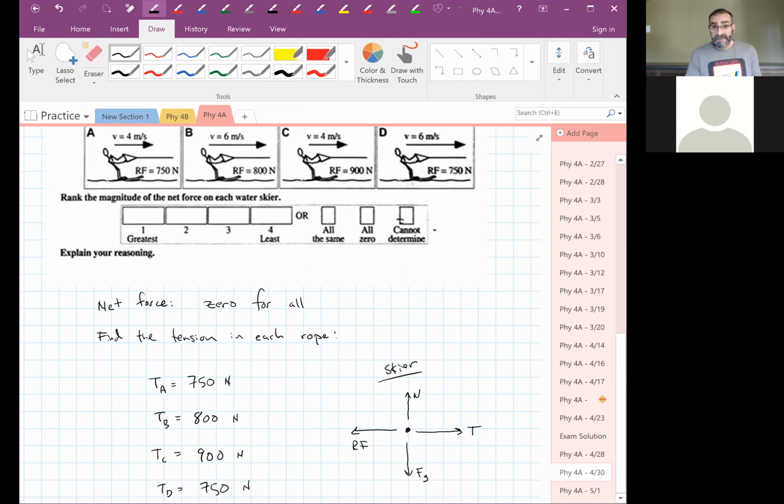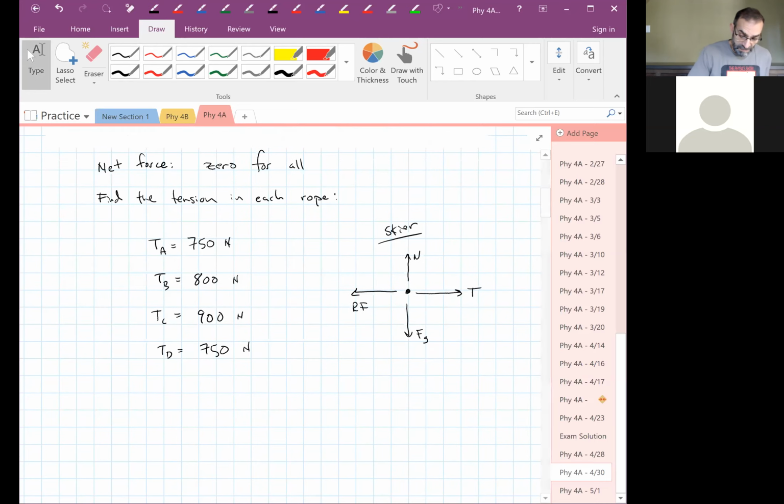Okay, now let's make it more interesting. Our skier will be 50 kilograms, and they'll be accelerating this time. The acceleration is going to be 2 meters per second squared to the right. All right, find the tension in each rope.